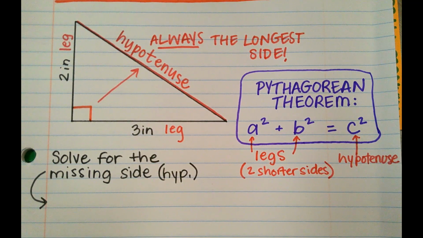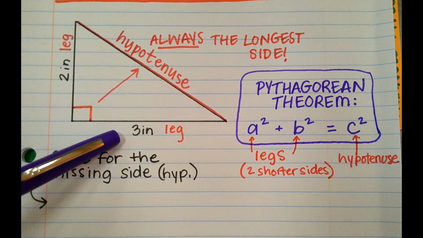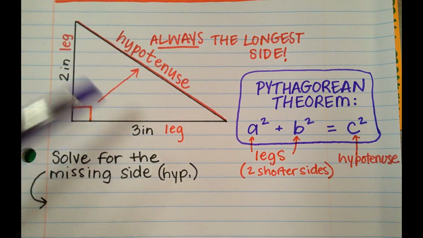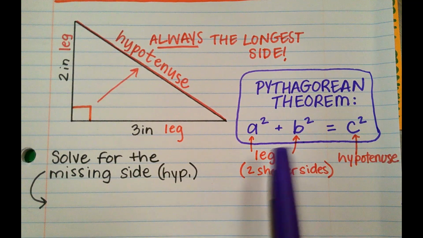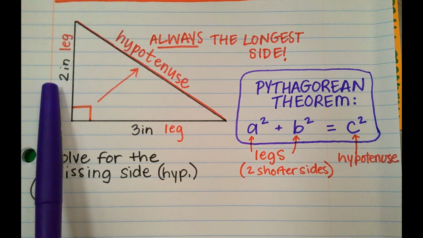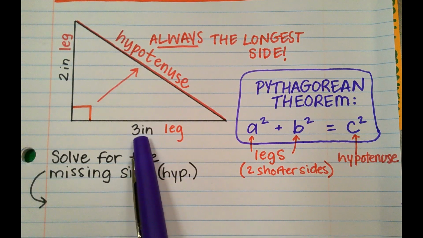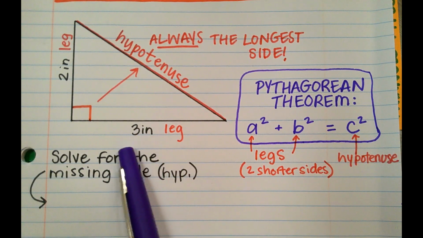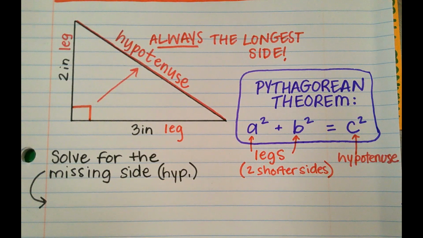So we know two side lengths. I know one of my legs is 2 inches. I know one of my legs is 3 inches. I can write 2 for A or B, and I can write 3 for A or B. As long as I use both numbers, it won't matter.